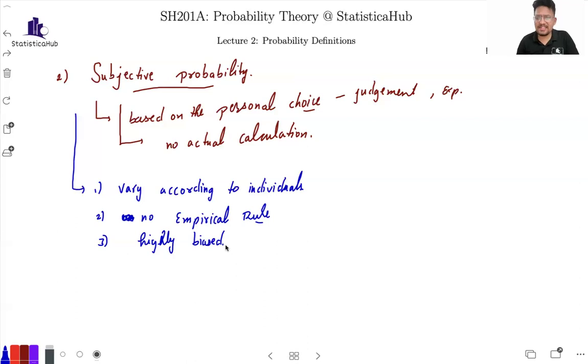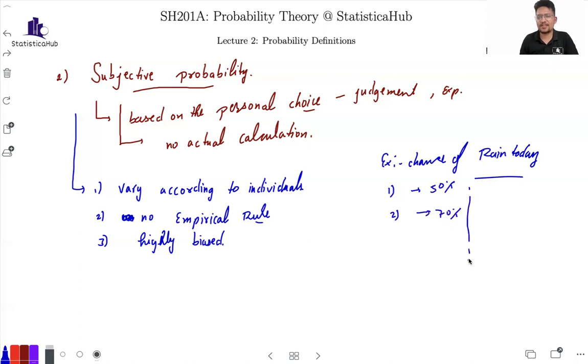That's how we go for subjective probability, and an example can be if you have to estimate the chance of rain today. On the same topic, maybe person number one can say there is a 50% chance, person number two can say a 70% chance, and so on. These are subjective probabilities. And how are they deciding? They are deciding according to their past experience or whatever they have experienced in their life, maybe seeing the climate, the position of the sun, the humidity, and all these things that can play a part in subjective probability. That's the idea of subjective probability.